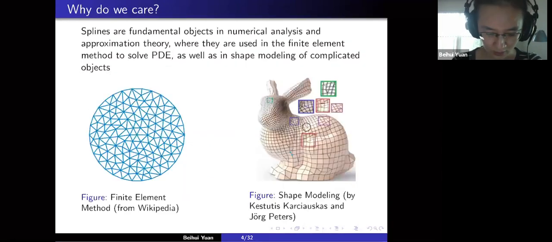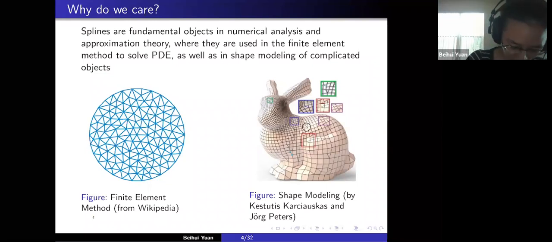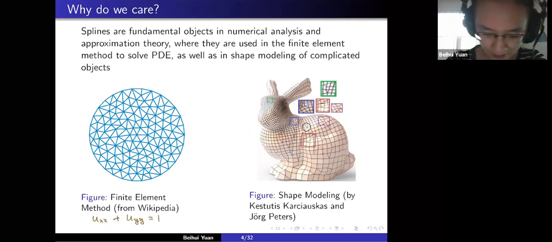Okay. And why do we care? Splines are fundamental objects in numerical analysis and approximation theory, where they are used in the finite element method to solve PDEs. For example, you can see the picture here. This is a picture of the finite element method to solve this function. And this one is from shape modeling. It is another application of splines.